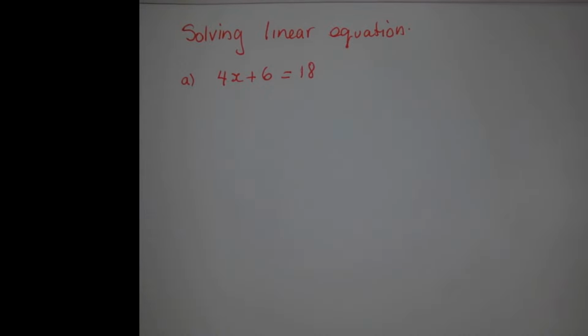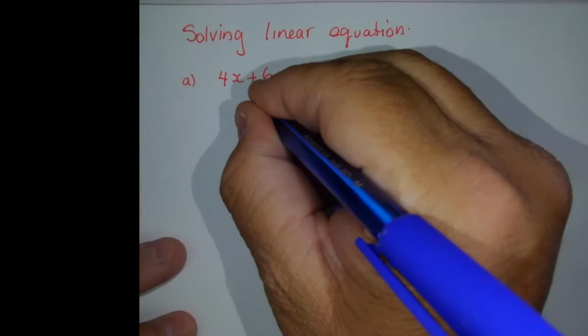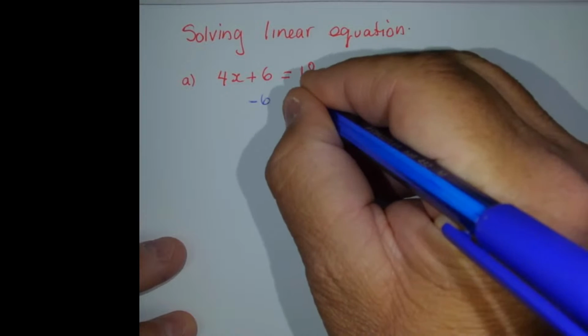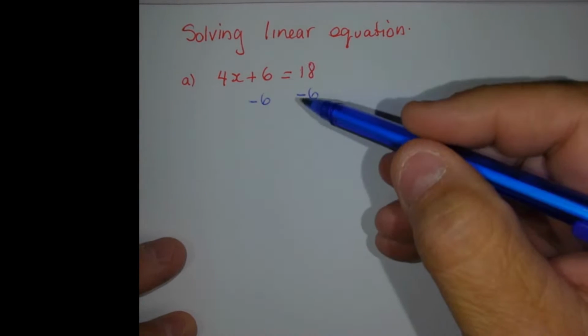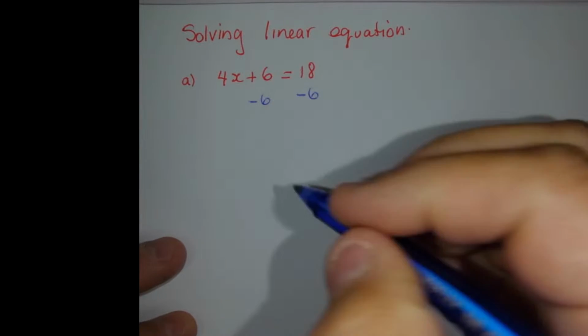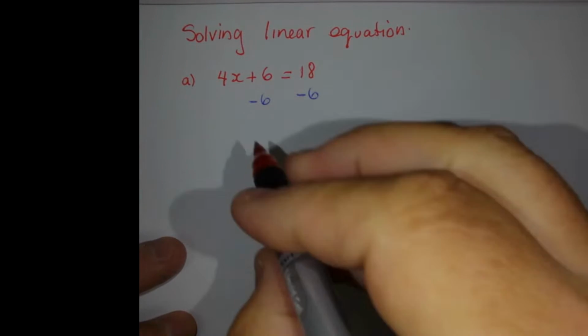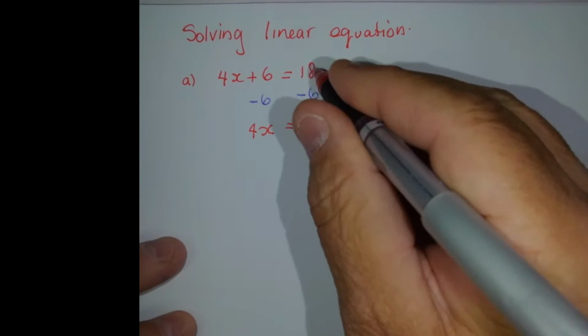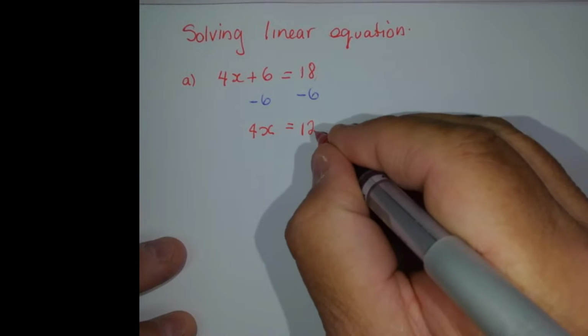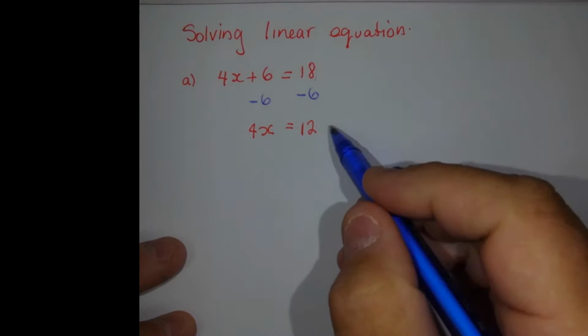find the value. In order to find the value of x, I'm going to subtract 6 from this side, which means that I'm going to subtract 6 from the other side as well. If I subtract 6 from both sides of the equation, on that side, if I've taken away the 6, I'm going to be left with 4x equals, and 18 minus 6 is 12. So that means that 4 times a number is equal to 12.